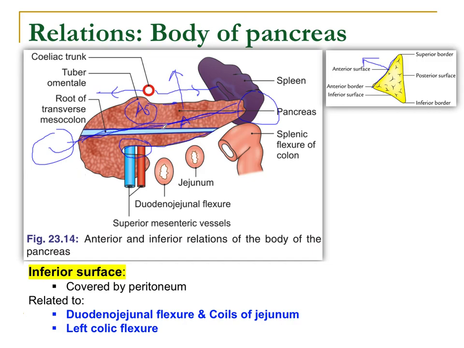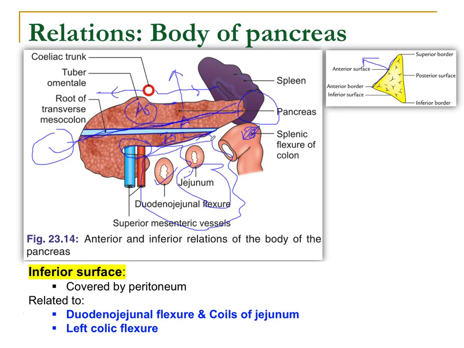Now, if you see the inferior surface, this one is the inferior surface. In the inferior surface, it is present between the anterior border and inferior border, and here you will find the relation of the duodenojejunal flexure as well as the left colic flexure. That flexure is called the splenic flexure. They are all related in this region. You will find all the coils of duodenum and jejunum here in this region.